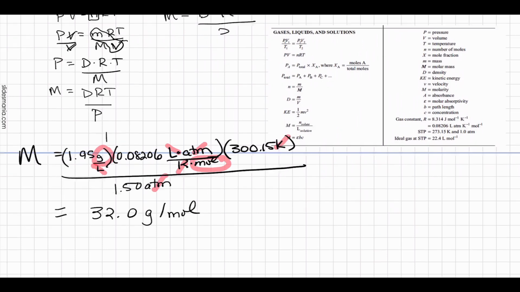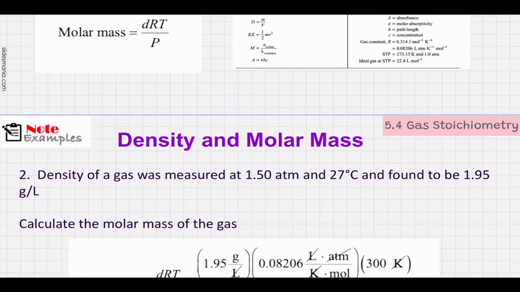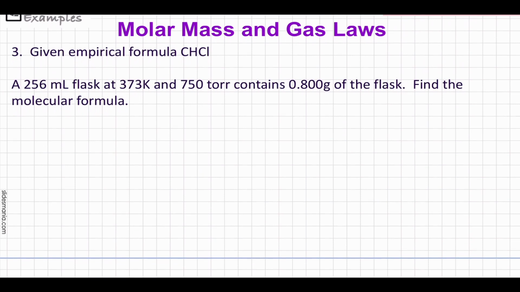So let's do another problem. So now we're going to use the molar mass that we just calculated. We're going to use that formula again. And we're given the empirical formula of a compound. We're going to be able to figure out the molar mass of the true molecular formula, and then we'll be able to figure out that multiplying factor to figure out the molecular formula.